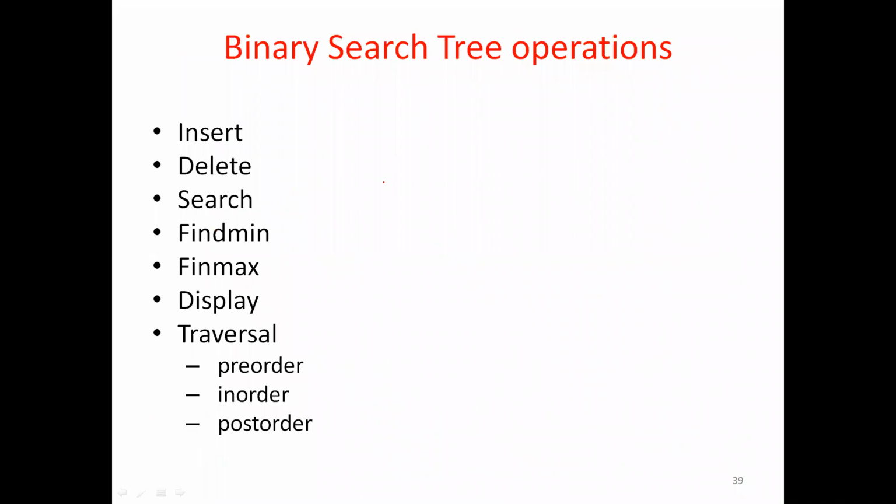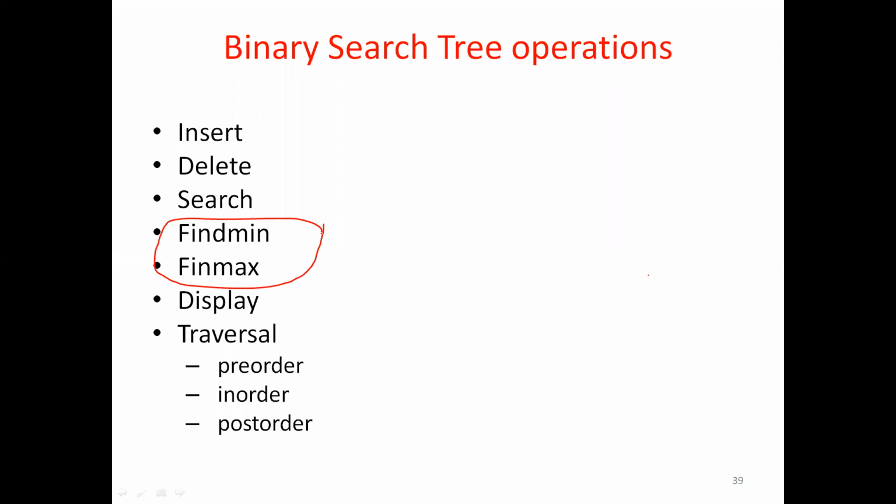Next. So what is next? Binary search tree operations. Because the binary search tree is an abstract data type. If you take any abstract data type, stack, queue, tree, graph, you will have some operations to perform on that particular ADT. So these are the operations that can be performed on the binary search tree.